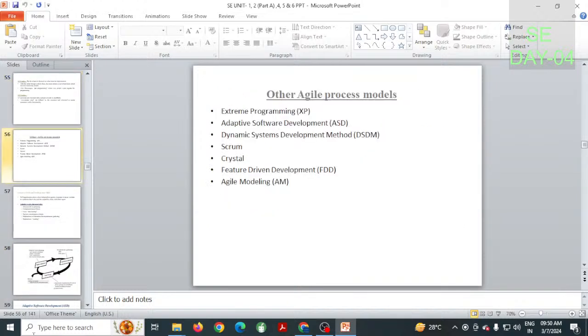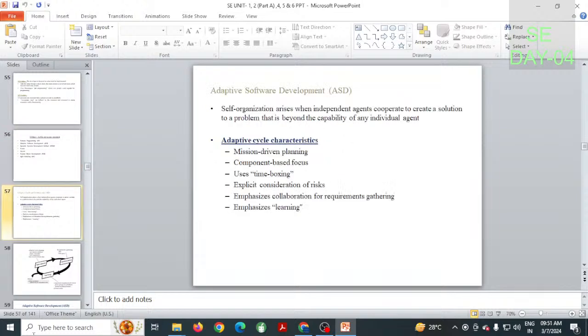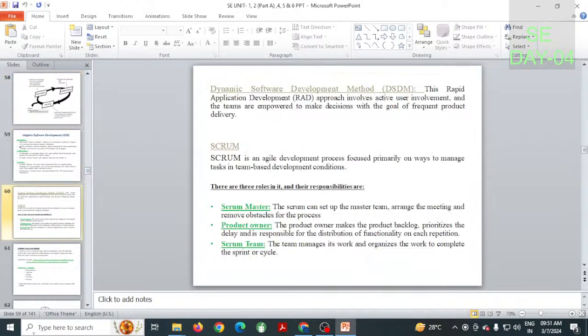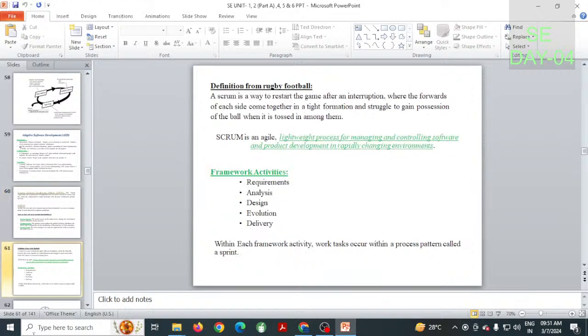Coming to the other agile process models, we learned about adaptive software development and its graphical representation, the dynamic software development method, and Scrum. In Scrum, we also discussed an example, and finally we learned how to represent the sprint.